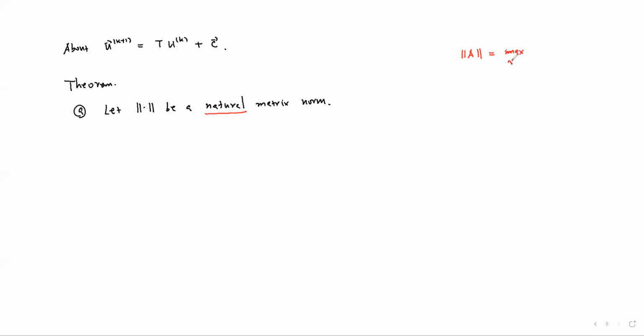The maximum over x nonzero of the norm of A times x. X is a vector, and a matrix times a vector is a vector, so this is a vector norm, divided by the norm of the vector x. Here, this is a vector norm. For example, if you choose the vector norm to be the 2-norm, the Euclidean norm, then it will imply the corresponding natural matrix norm. A norm defined in this way is a natural matrix norm.